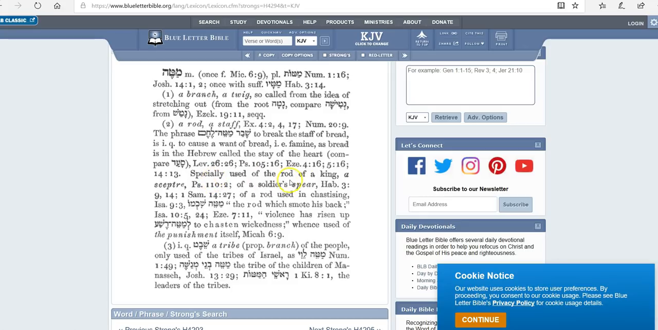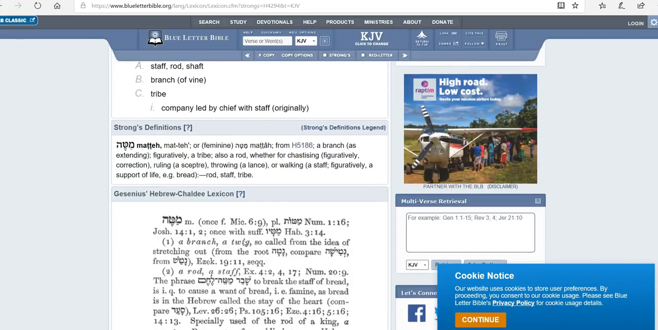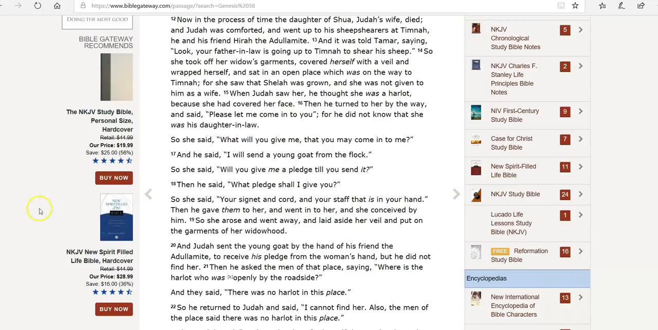Specially used as a rod of a king, a scepter, a soldier's spear, a rod used in chastening, a tribe. Guys, when I looked at this today, I said, that's what she asked for a pledge. That's what she asked as a surety from him.